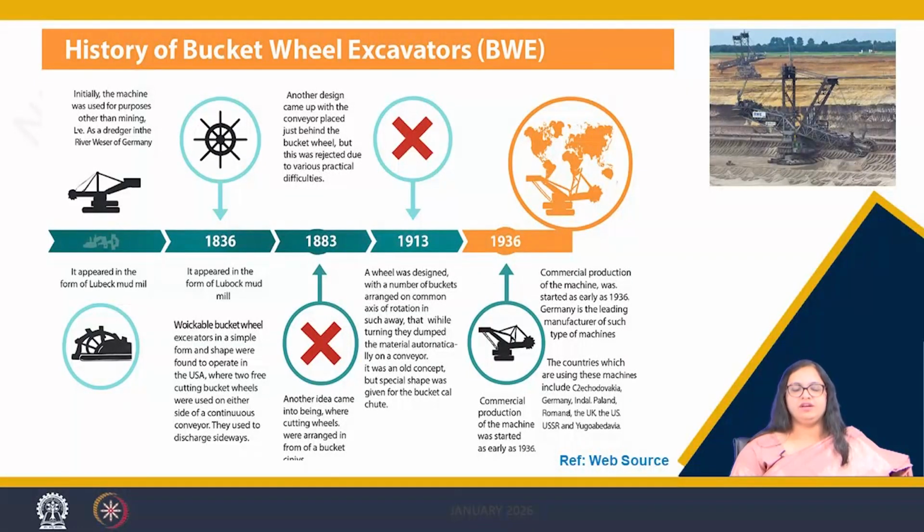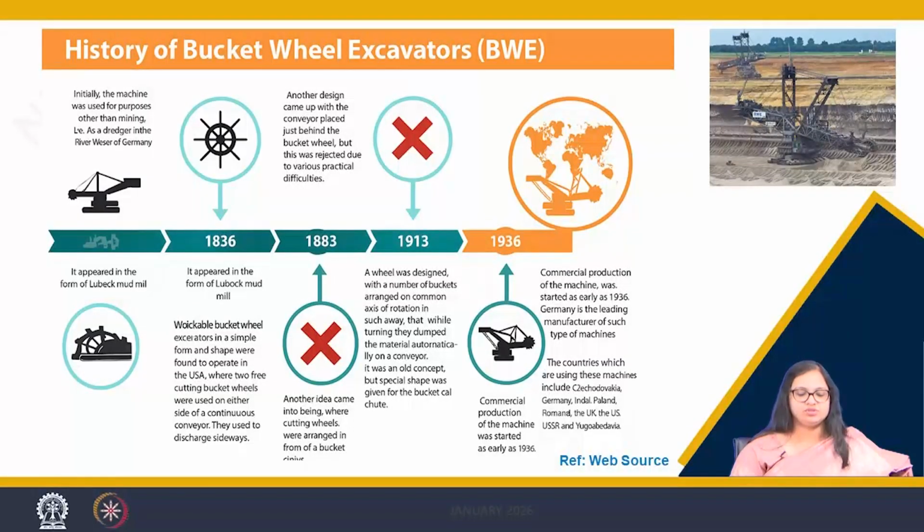Thereafter we saw the first bucket wheel excavator which was used for excavation, where buckets were arranged at the front of a boom. However, the conveyor placed behind these cutting wheels was unable to receive the discharge appropriately onto the conveyor, so that design was discarded. Then in 1883 came another design where all these cutting wheels were arranged in the form of a bucket.